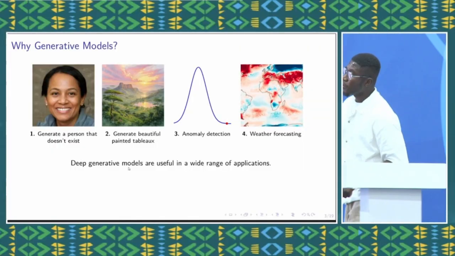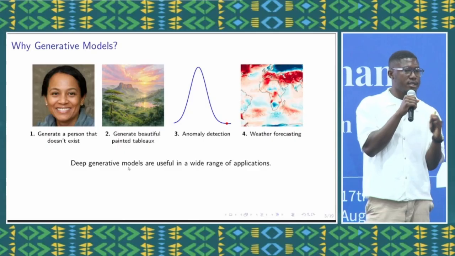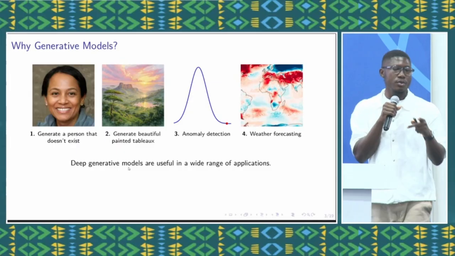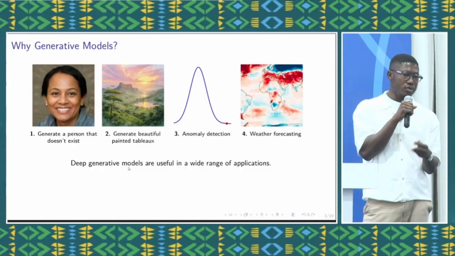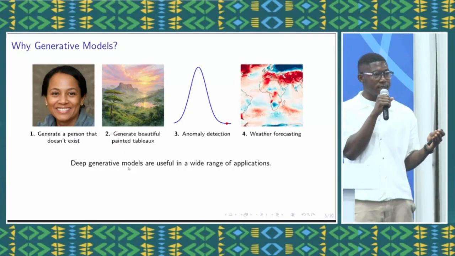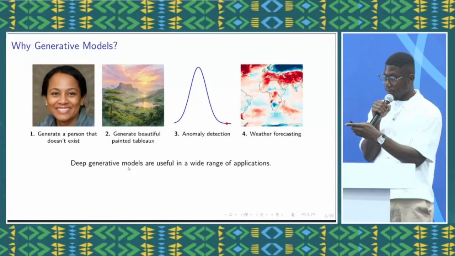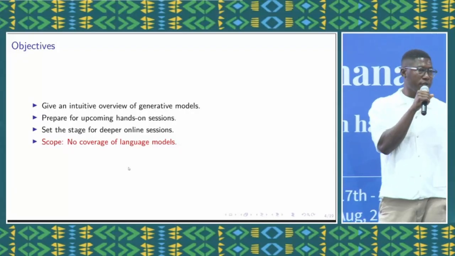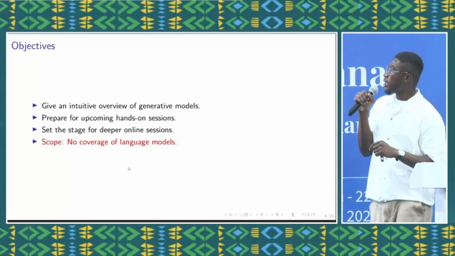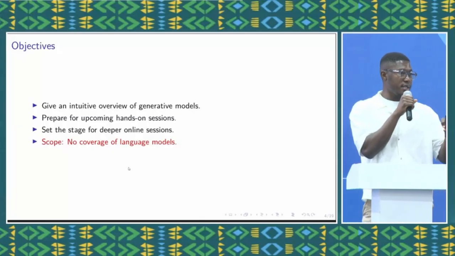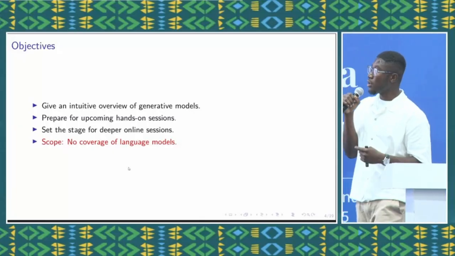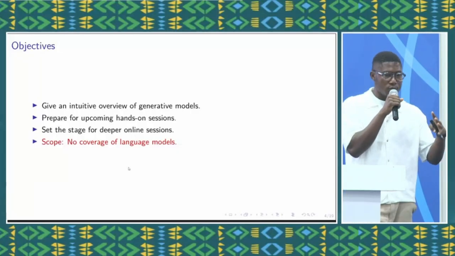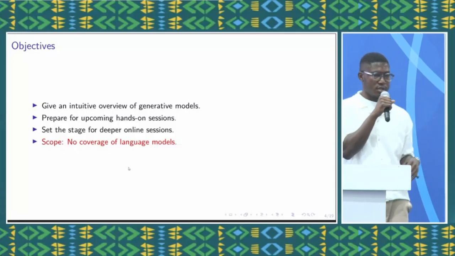So we already know what a generative model is. It's just a way to model this data distribution. And we also know that we can use it for different kinds of applications, to generate new images, or for anomaly detection, or for weather forecasting. So the goal of the talk is to give an intuitive overview of generative models, and also to prepare for the practical that will come next. And also, we will have an online session that will go deeper into mathematics. So this time is just to introduce the models, then we can go deeper in the online sessions.